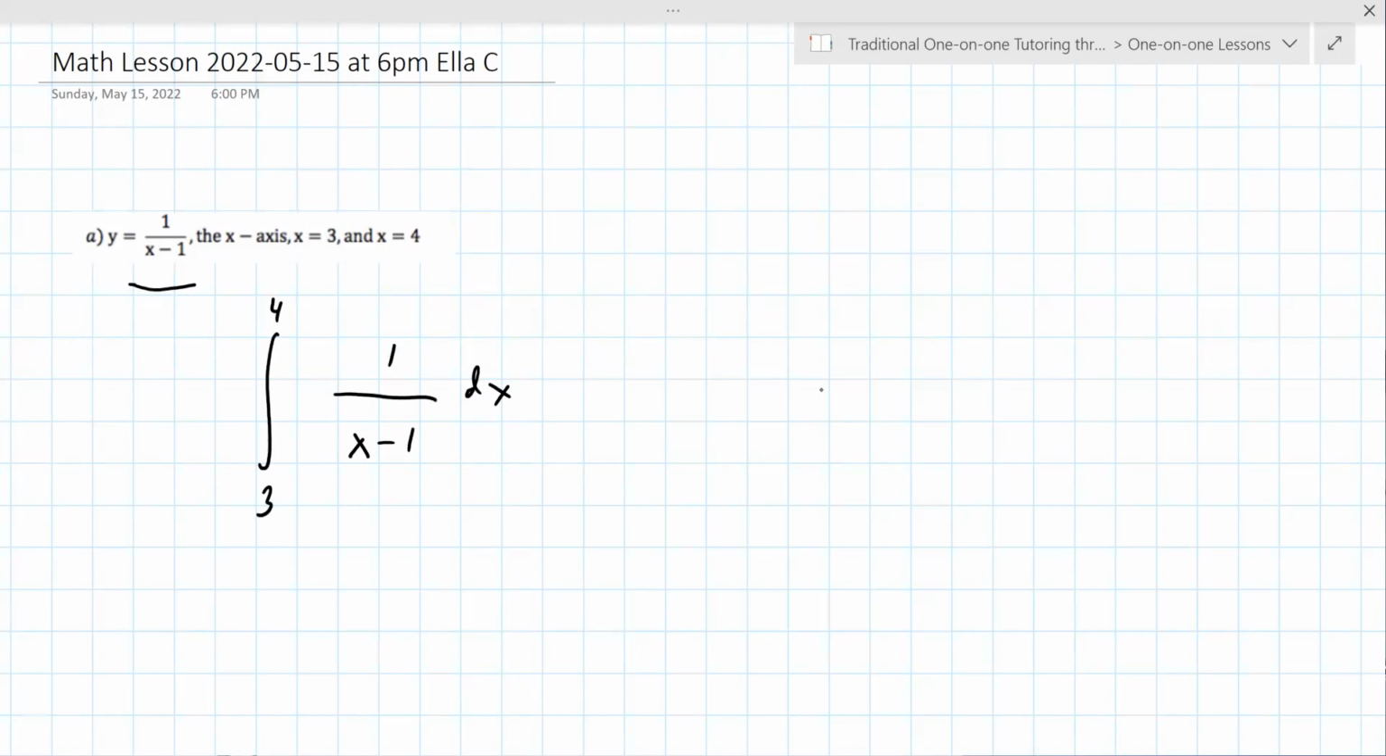It is a U substitution, but it doesn't have to be, because the antiderivative is this. But you can use a U substitution and it ends up being 1 over U du, and then the limits do change. They change from 2 to 3, but it's not really a U substitution, in my opinion. There's not a derivative of this to handle.